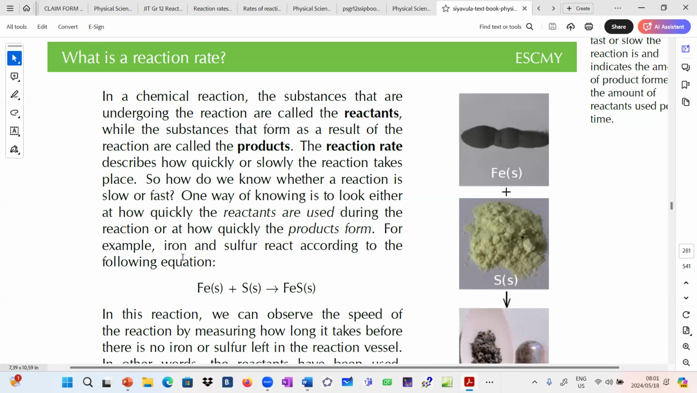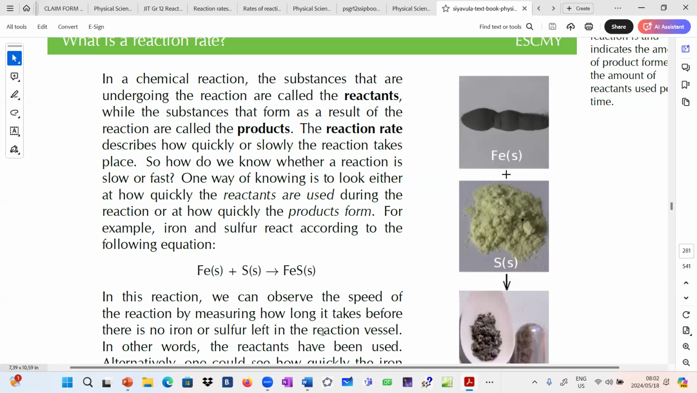For example, iron and sulfur react according to the following equation. So let's look at the chemical reaction between iron as a solid and sulfur as a solid, and we see that we obviously have iron sulfide. Now, in this reaction, we can observe the speed of the reaction by measuring how long it takes before there is no iron or sulfur left in the reaction vessel.